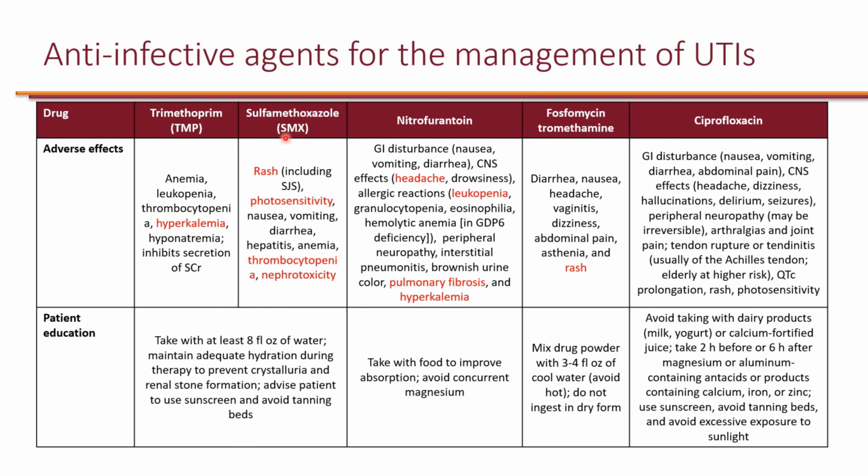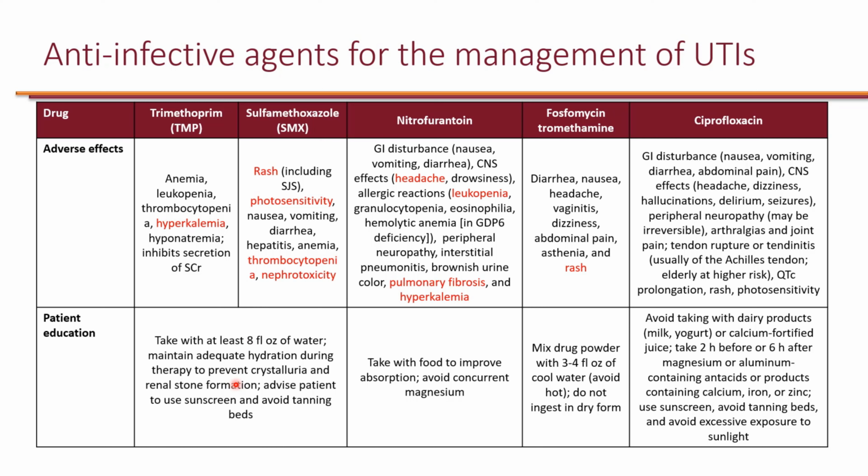And sulfamethoxazole, which is a sulfa drug, that component can cause rash and photosensitivity. It can also cause GI upset like nausea, vomiting, diarrhea, as well as hepatitis, anemia, and thrombocytopenia. It is recommended that patients take this combination with at least 8 fluid ounces of water in order to avoid formation of crystals in the kidneys, to avoid or at least reduce the risk of nephrotoxicity. It is also advised for patients to use sunscreen and avoid tanning beds because of the photosensitivity.